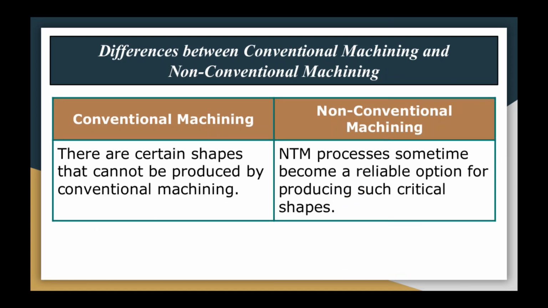Then there are certain shapes that cannot be produced by conventional machining processes, and non-traditional machining processes sometimes become a reliable option for producing such critical shapes, or intricate shapes, or I can say complex shapes.